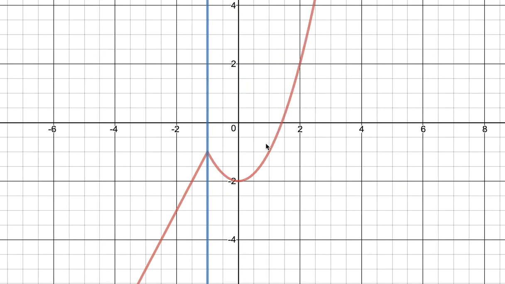Question number 6. The dividing line here again is x equals negative 1. So first put down x equals negative 1 so that you know something's going to change. To the left, I have a linear equation, 2x plus 1. To the right, I have a quadratic, x squared minus 2.